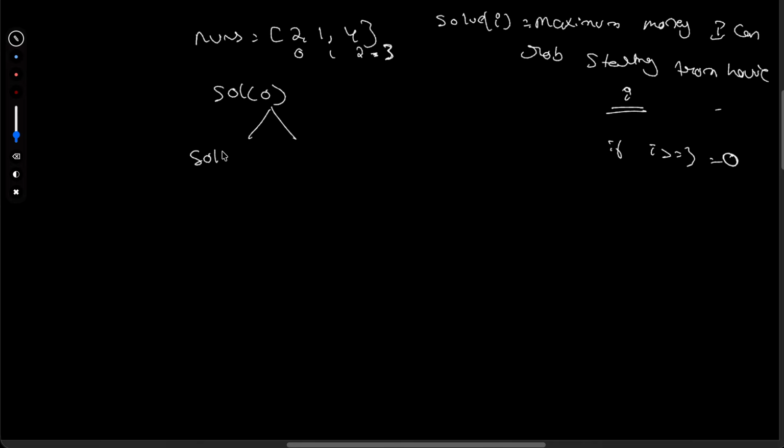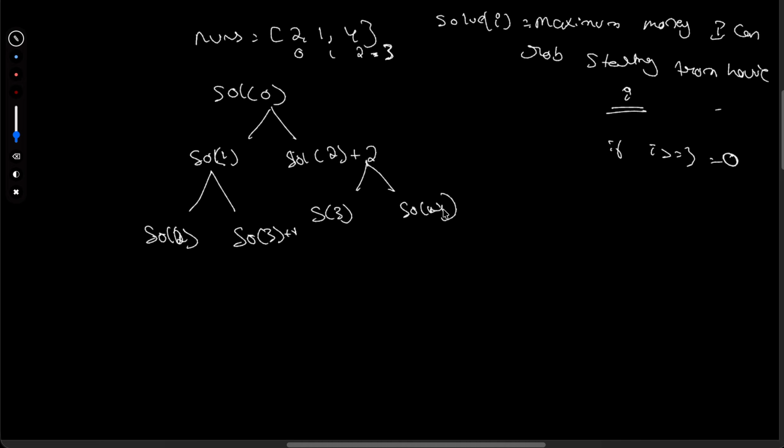Say solve of 0, at index 0 the value is 2. We have two choices: skip, solve of 1, or take, solve of 2 plus 2. In index 1 we have two choices: solve of 2, or solve of 3 plus 1. In index 2 we also have two choices: solve of 3, solve of 4. These are base cases, so solve of 3 is 0 and solve of 4 is 0, because there are no values. So let's calculate.